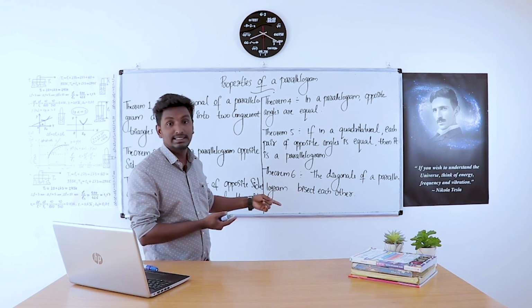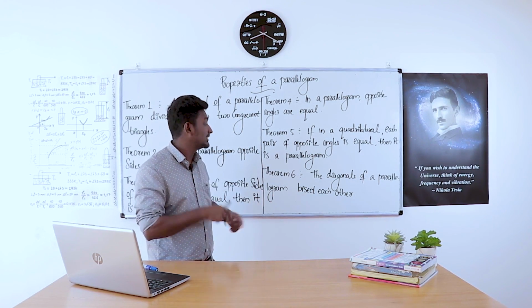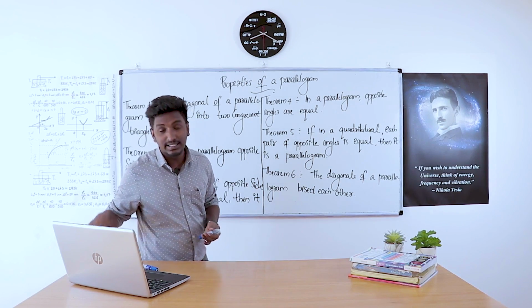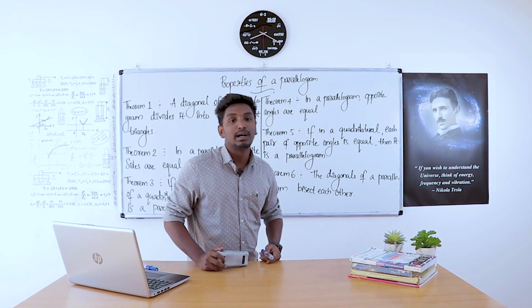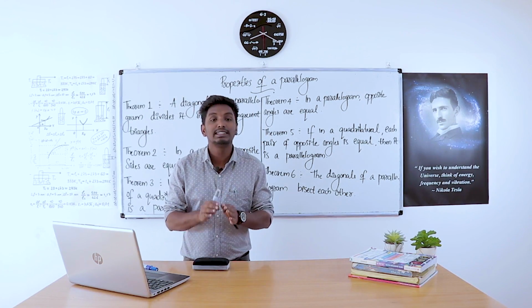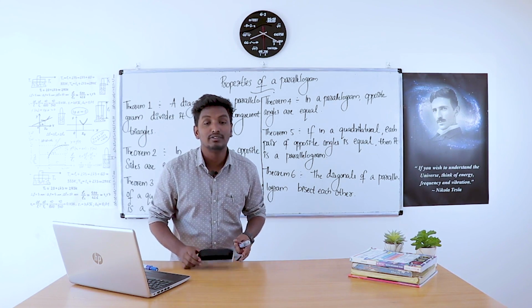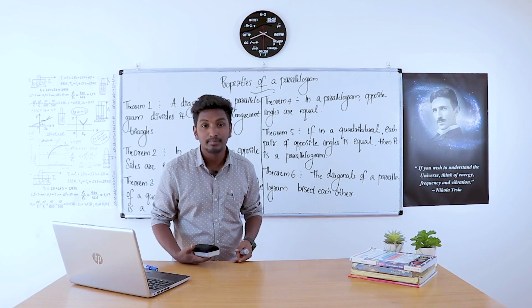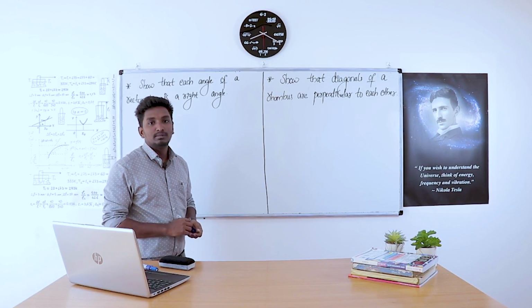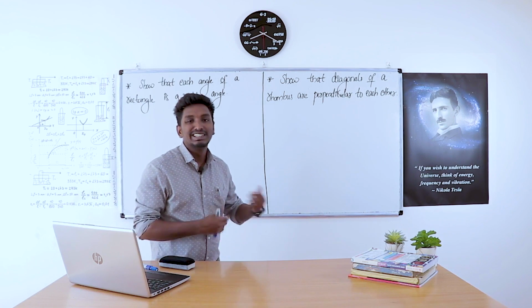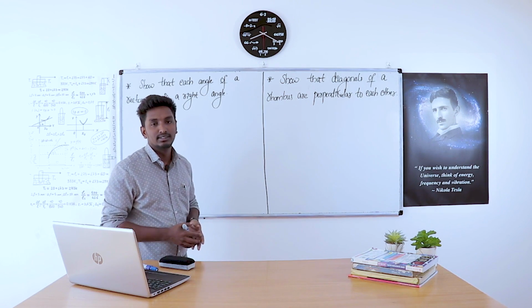Seventh one, we can state that if the diagonals of a quadrilateral bisect each other, then it can be called a parallelogram. These are the properties of a parallelogram. Clear? Okay. Now we are going to solve some problems related to the theorems we have studied.